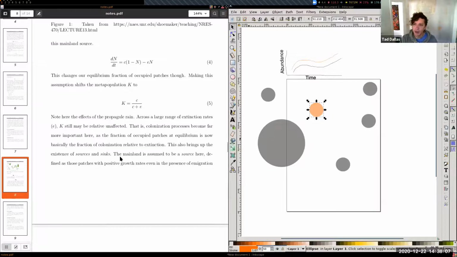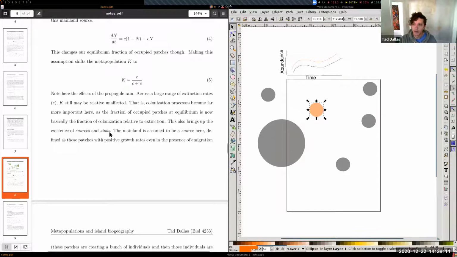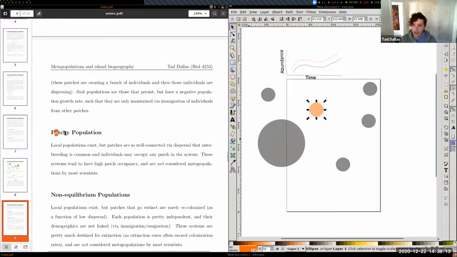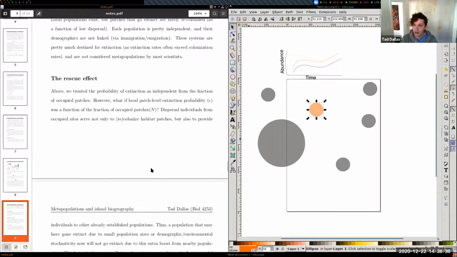And here I go into more detail on the other forms of the metapopulation as gone over here. So the patchy panmictic is here. Local populations exist, but patches are so well connected that interbreeding is extensive. And here I draw that line in the sand. That's not a metapopulation. The non-equilibrium populations were those bottom left ones. Their populations are independent and their demographics are not linked. All right.